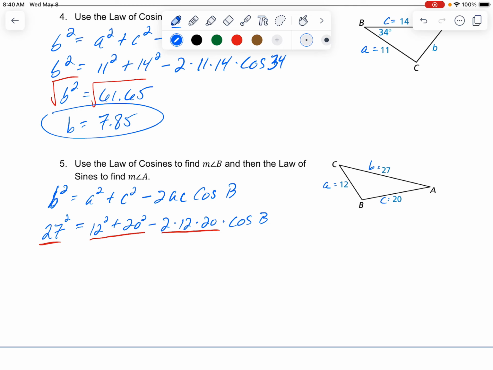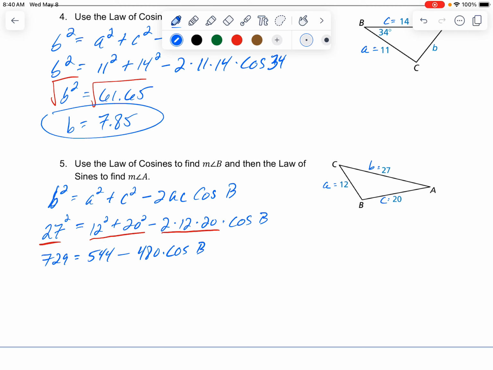27 squared on the left is 729. I'm going to do this whole chunk together. 12 squared plus 20 squared, you get 544, minus 2 times 12 times 20 is 480 times cosine of B.